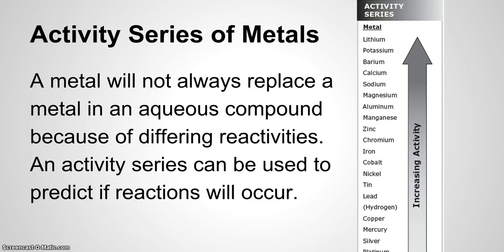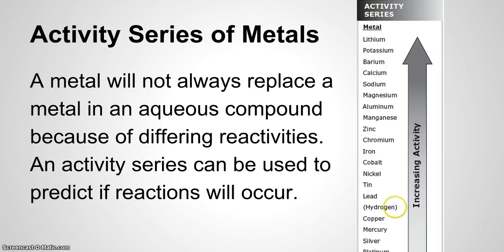Now, because of what's called the activity series, a metal will not always replace a metal in an aqueous compound because of differing reactivities. So we have to use this activity series to determine if the single replacement reaction will occur. In order for the reaction to occur, the element has to be higher on the list. It has to be more reactive than the element in the compound. So we're comparing all of these different metals, and as you can see, the reactive metals are at the top, the unreactive metals are at the bottom.